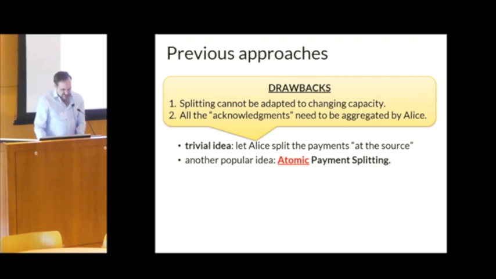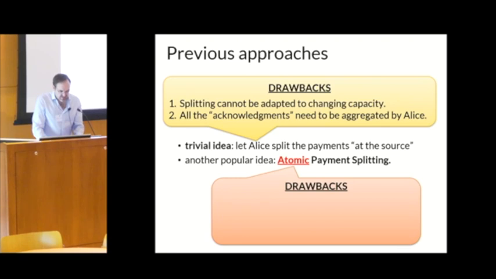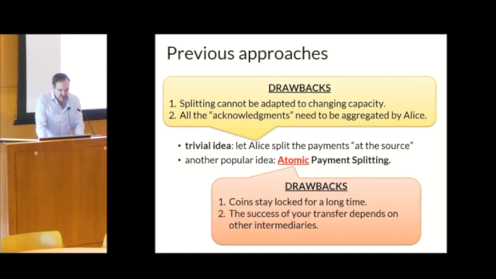Another popular idea is what's called atomic payment splitting. Atomic payment splitting is splitting where the parties perform either all payments or none of them, and it has a drawback of coins being locked for a long time. And the success of a transfer in atomic payment splitting on one path depends on the success on the other paths. Also, we can have deadlocks, which is another scenario that we describe in the paper. So basically, atomic payment splitting means all these paths are either executed simultaneously or none of them is executed.